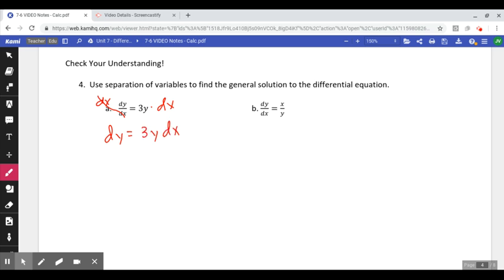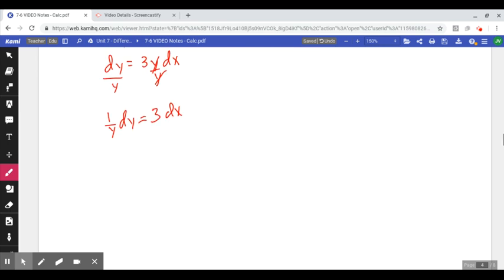We also need to get the y out of the right-hand side, and you can divide by 3y, although just dividing by y is fine as well, so I think I'll do that. And I'll represent the left-hand side as actually 1 over y times dy. The y's on the right cancel, and we're left with 3 dx. Now that we've separated the variables, what we need to do is integrate each side. So we'll write the integral symbol, 1 over y dy, the integral symbol, and 3 dx.